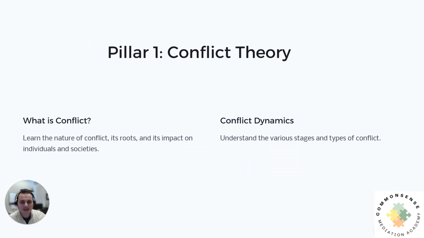Pillar 1, conflict theory. So conflict theory is the body of work that engages with the concept of conflict. What is conflict? In this course and through the academy, you'll learn the nature of conflict, its roots, and its impact on individuals and societies. You're also going to learn some things about conflict dynamics. So you're going to understand the various stages and types of conflict, along with people's individual conflict styles and conflict as seen through the lens of systems theory.